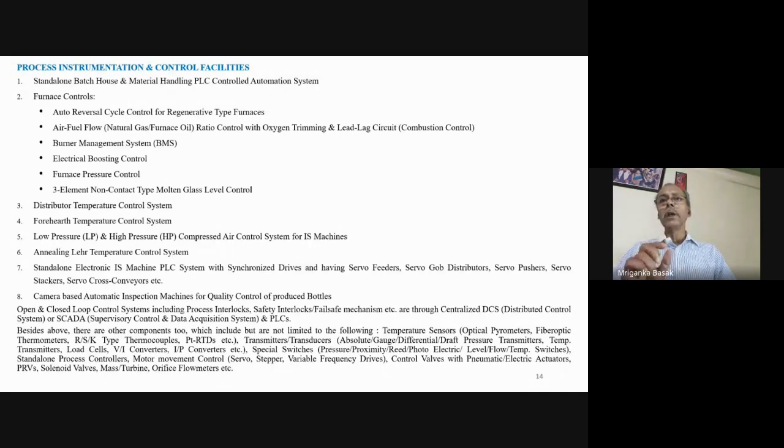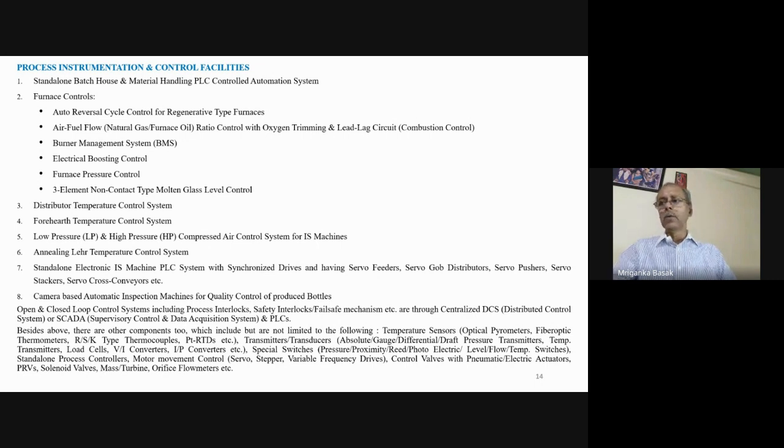Air bubble, then there is a stone on the surface of the bottle. There can be a bar swing type of thing inside the bottle. There can be cracks on the surface of the bottle. There are hundreds of defects listed. And almost all of these defects can be detected by multiple camera-based inspection machines automatically. The machine automatically rejects the bottles also. The rejected bottles are collected inside the plant only for usage as cullet.